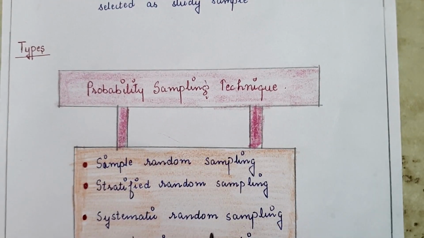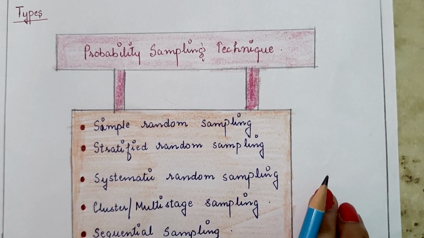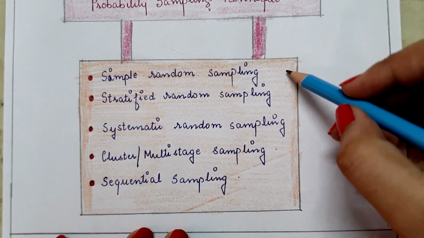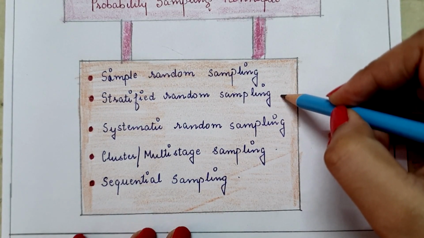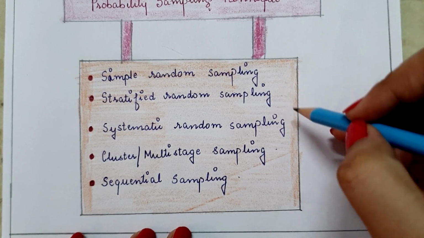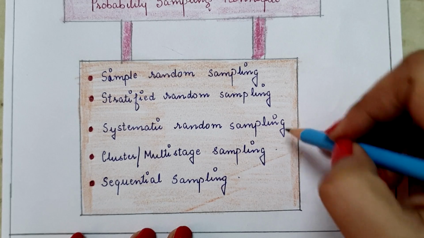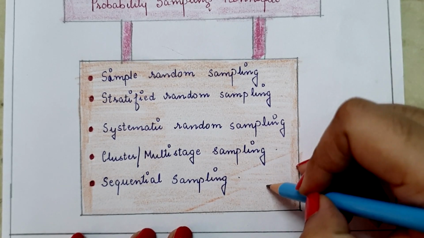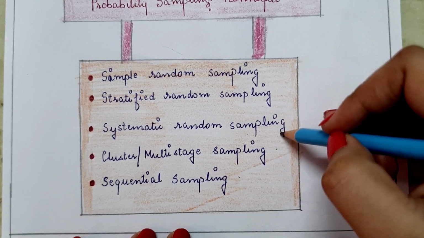Next are the types of probability sampling technique. There are 5 types under probability sampling technique. First one is simple random sampling technique, second is stratified random sampling. Third one is systematic random sampling. Fourth one is cluster or multi-stage sampling. And fifth one is sequential sampling. I will discuss one by one in detail.